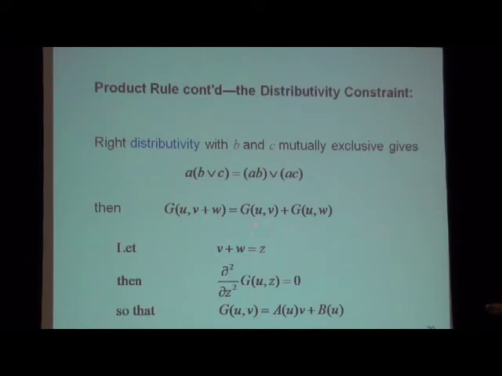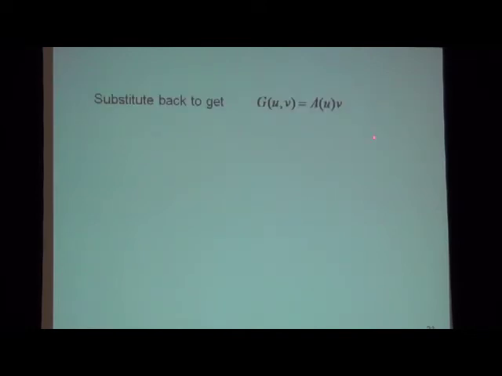Plug it back in to make sure it works, and you figure out that B is 0. So it's just linear, where there is a coefficient here that depends on the first argument. In order to figure out what this function is, we notice that the degree of belief in A given D is the same as the degree of belief in A given D, A and D, given D, right? Because the D there can be forgotten.